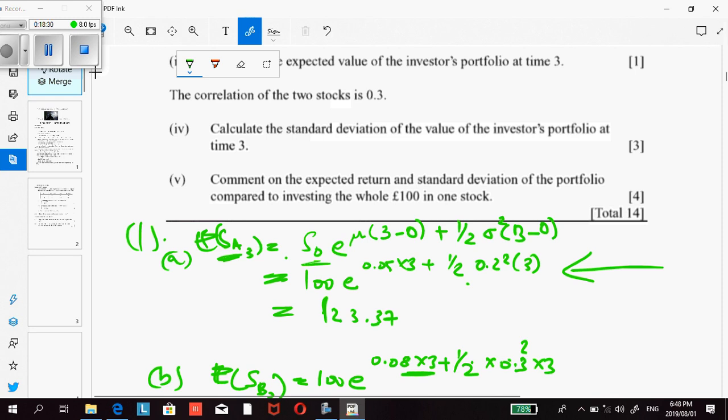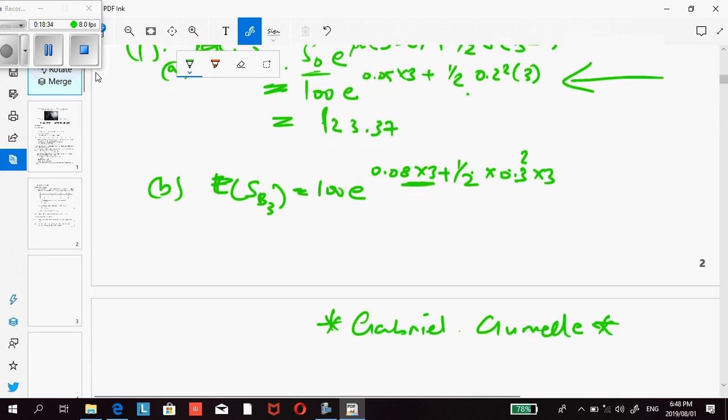Don't forget to square. Now you're going to straight away punch that in your calculator, and you're going to get an answer of £145.50 for stock B.